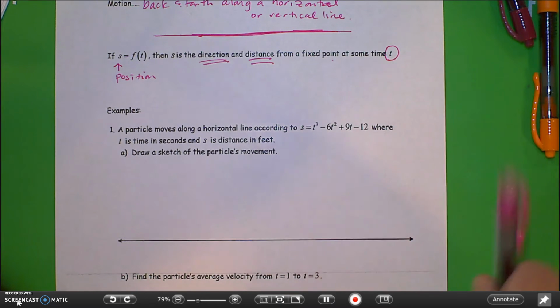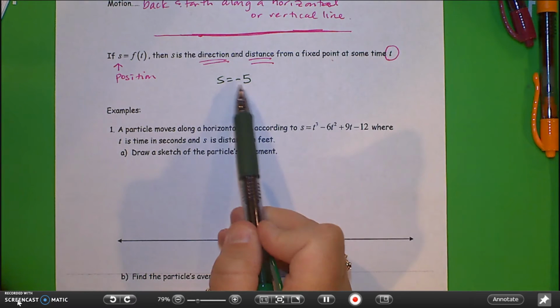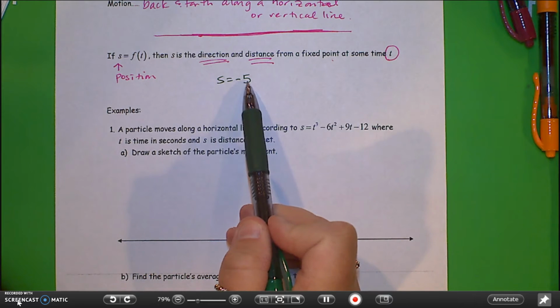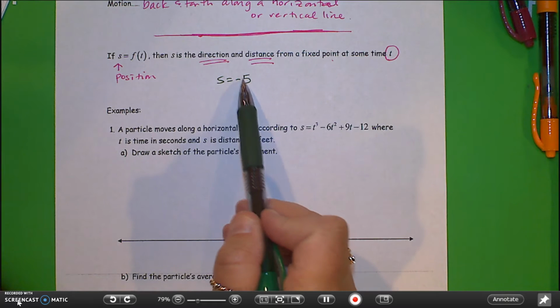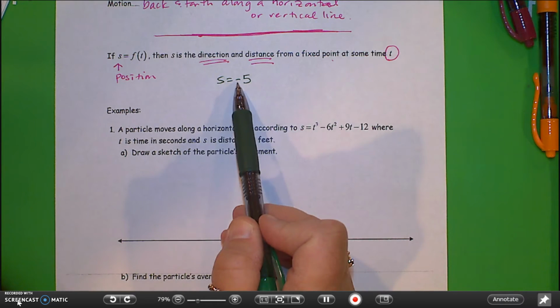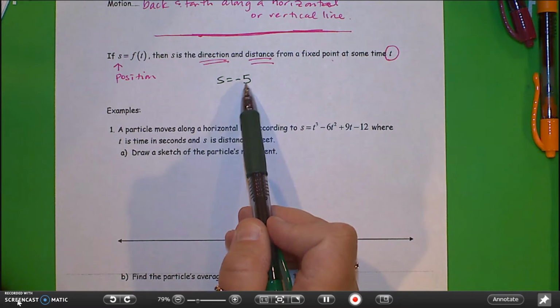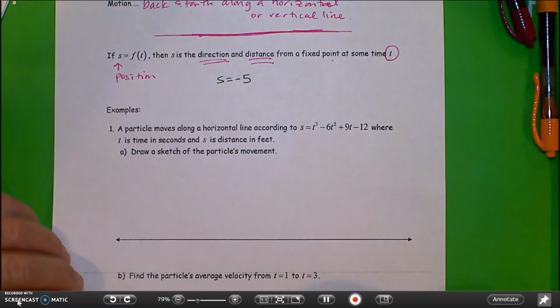So the value of S, a position value, say if I get S equals -5, that basically tells me that I am 5 units away from my initial point. Say the initial point was the origin. I'm 5 units away from the origin, and I'm to the left of the origin. So the sign tells you what direction you are, to the left of the origin in this case, and then the magnitude tells you how far away. So that's the position.